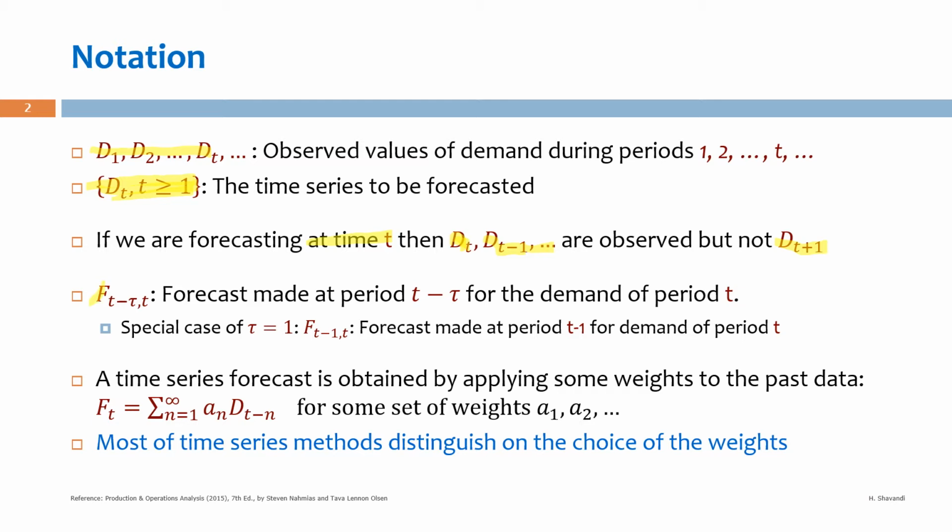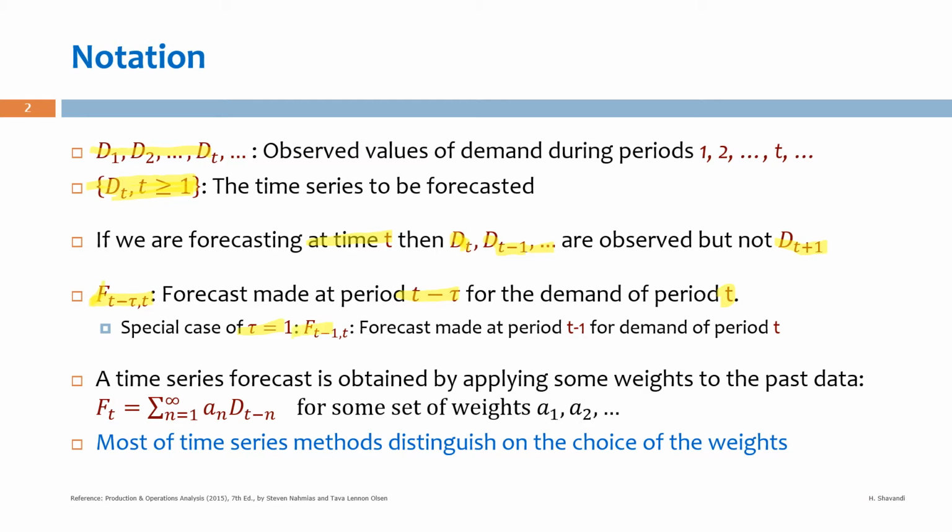So f will be the forecast value, and here f t minus tau, t means that we are at period t minus tau, and we are going to forecast the demand of period t. Okay, so we are at period t minus tau, and we are going to forecast demand of period t. And special case tau equals 1. So here, if we have f t minus 1, t, this means that we are at time t minus 1, and we're going to forecast the demand at period t.